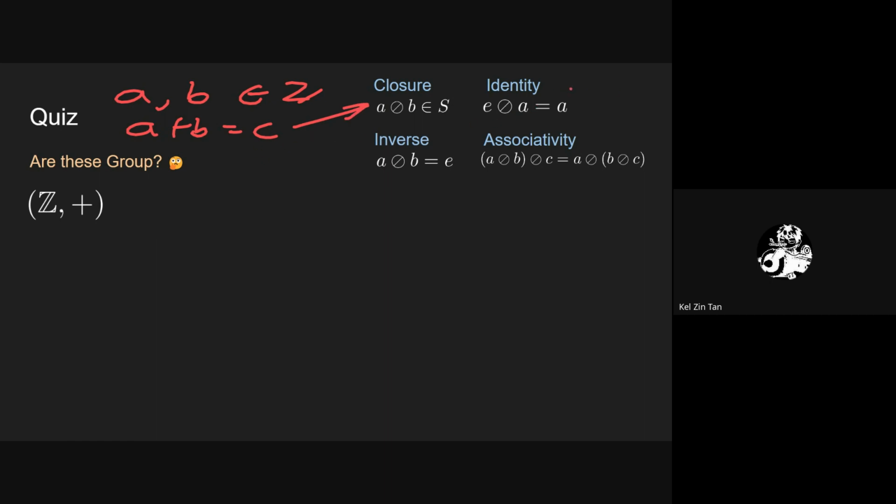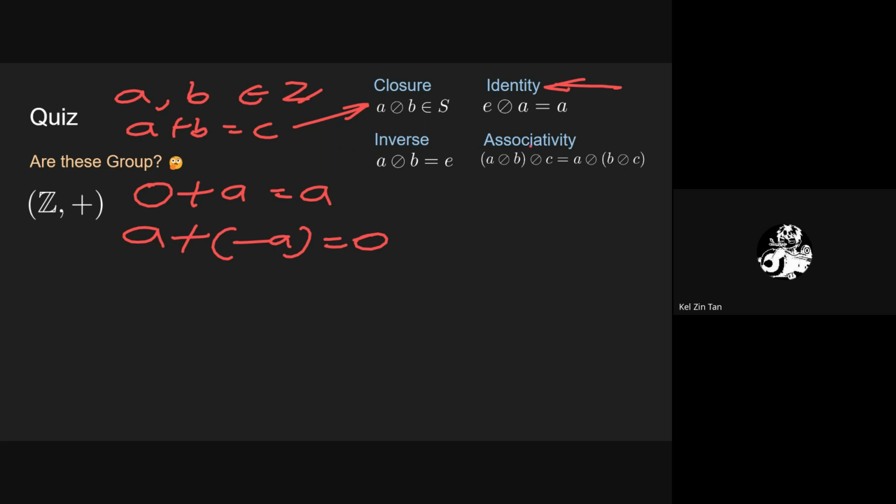Does it have an identity? Yes, it has, because we can always add 0. So 0 is an element from that set. 0 plus a is always equal to a. So identity is satisfied. What about inverse? For every integer, we have the negation of the integer. So a plus negative a will become 0. So inverse is also satisfied.